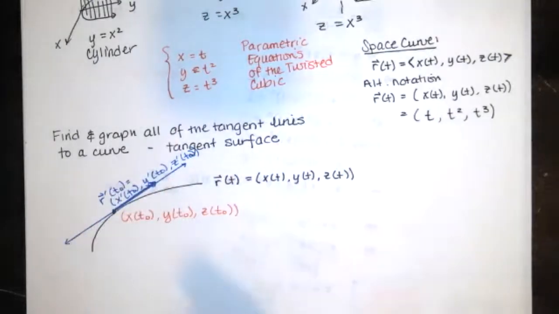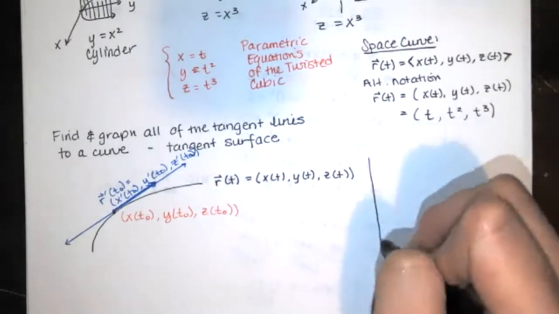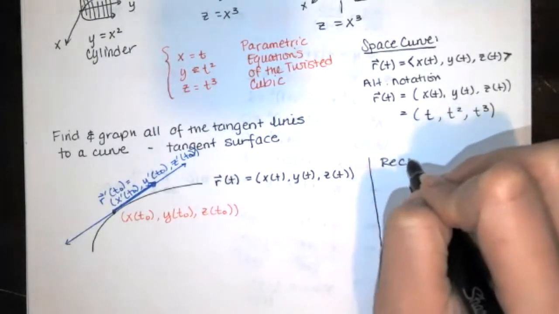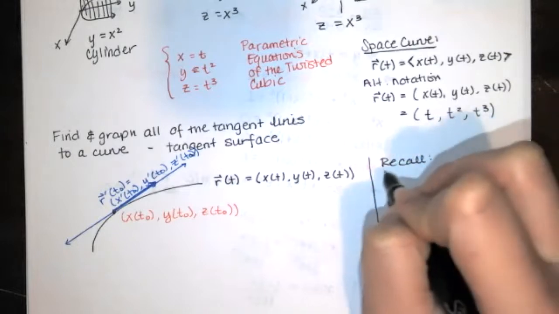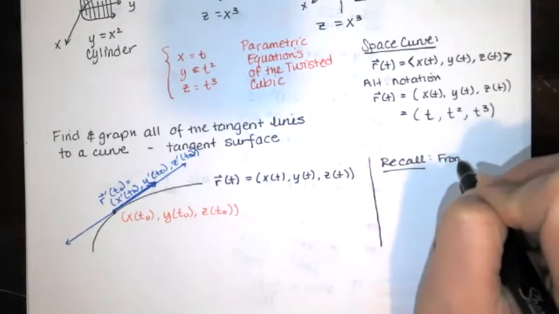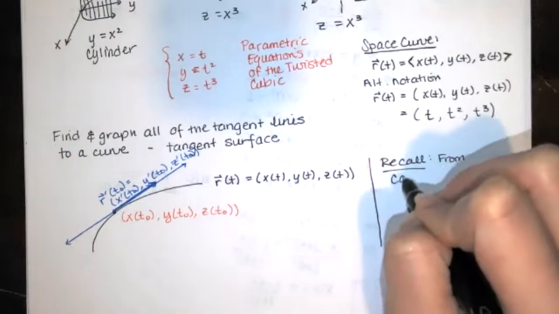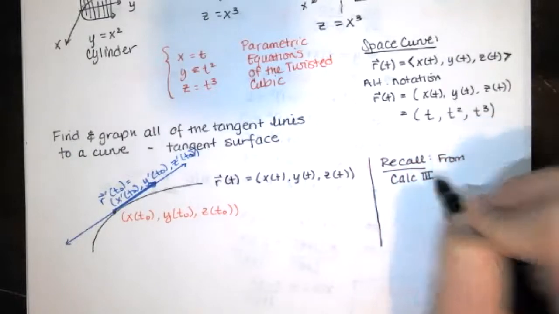So this tangent line can be easily found just using what we know about lines from multivariable calculus. Now, this is from multivariable calc, so if you don't remember, or if you've never had Calc 3, then I'll just explain it to you.